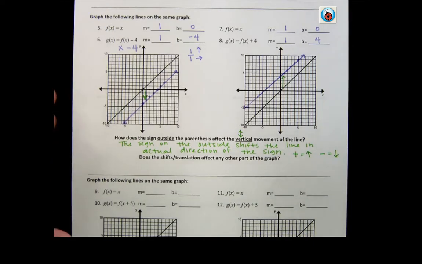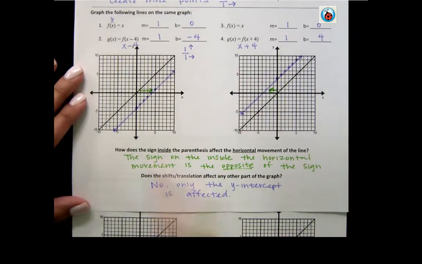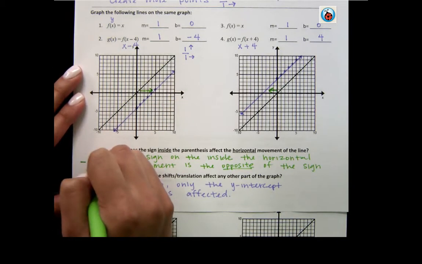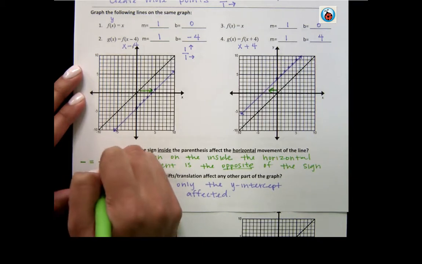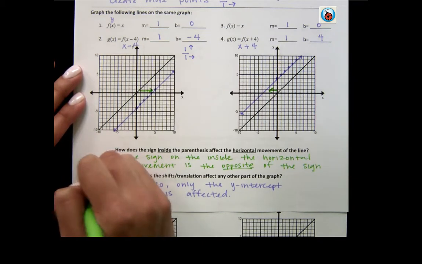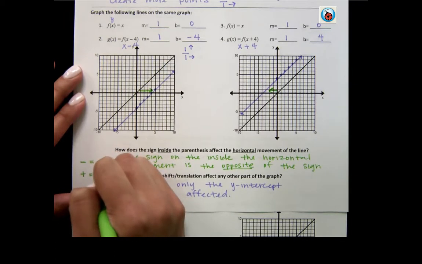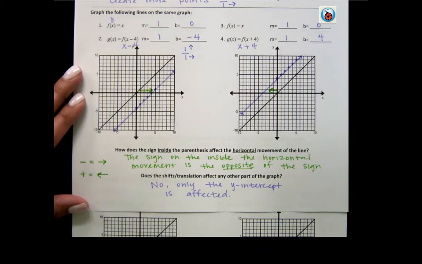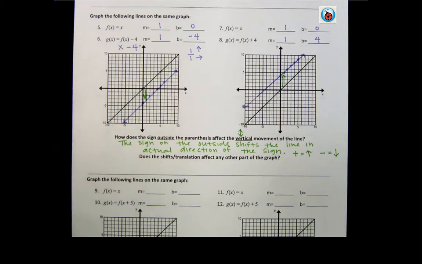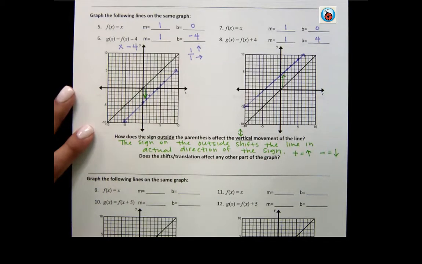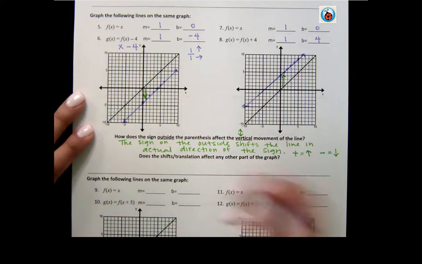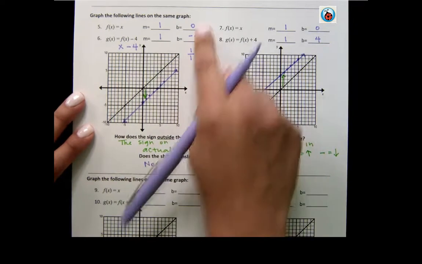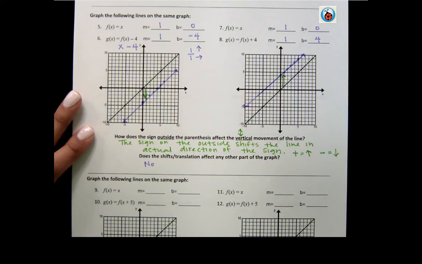And I'm actually going to go back to the previous examples because this was the opposite. So when we're looking inside the parentheses, it was the opposite, meaning a minus is actually going to equal a shift to the right, and a plus is actually going to equal a shift to the left. So when it's inside, it's the opposite. But when you're looking at the sign on the outside, it's the actual direction of the sign. So does the shift or translation affect any other part of the graph? The answer still here is no, because the only thing that's changing is the y-intercept.